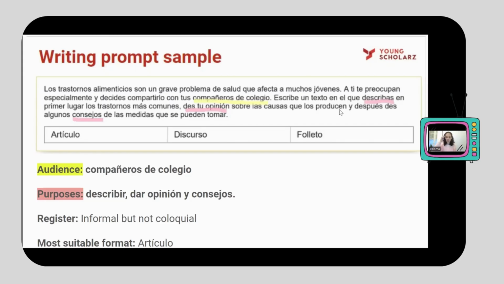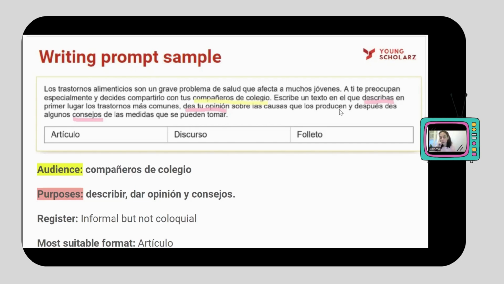We have to underline that before we start writing, so we are very clear and we don't lose control, okay? So we identify that: describir, dar opinión y consejos. And that's most of our job before writing, it's done. A very important job is done.